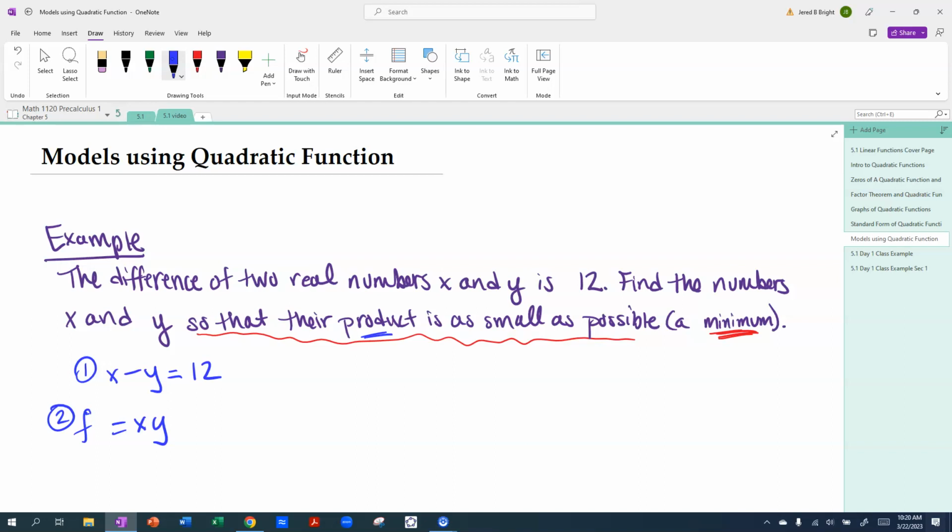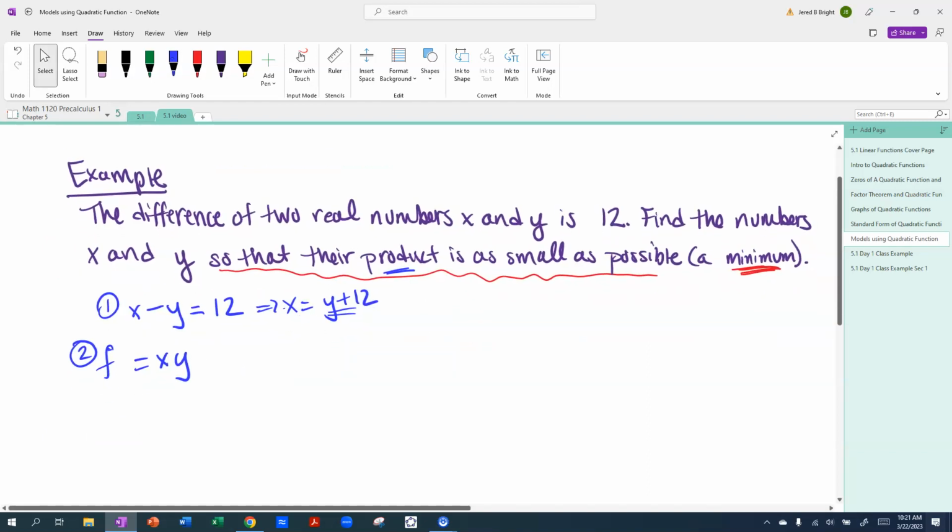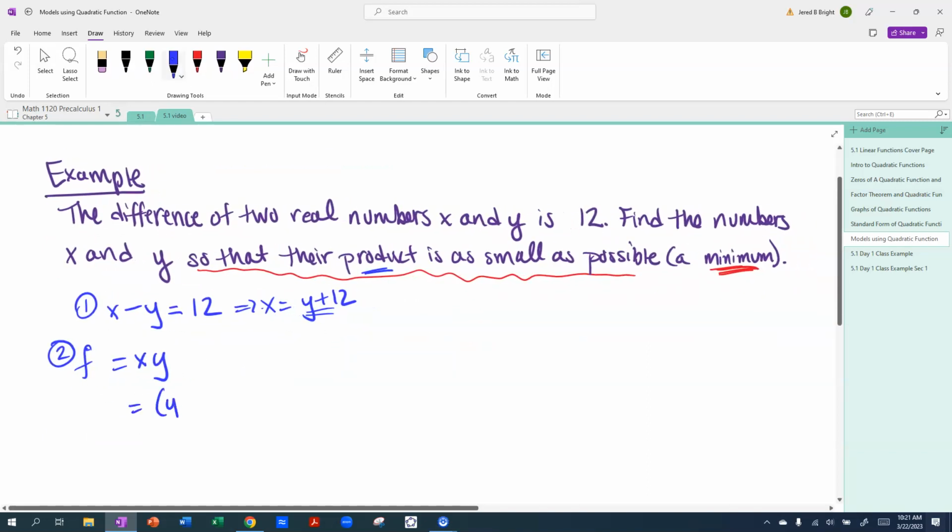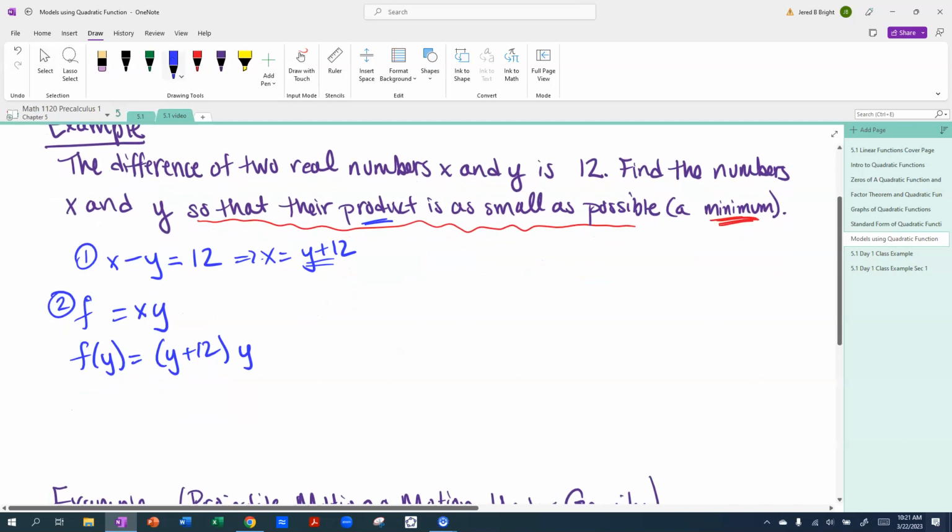But to do it, I don't like working with two variables. I want to eliminate one if I can. So if I rearrange equation 1, move y to the other side, I get that x is equal to y plus 12. And so what that means is I can substitute this expression, y plus 12, in for x. So x is now y plus 12, times y. Now my function is in terms of y, and that's fine. We can work with y instead of x. This is the same thing. And if I simplify, distributing the y, I'd have y squared plus 12y.